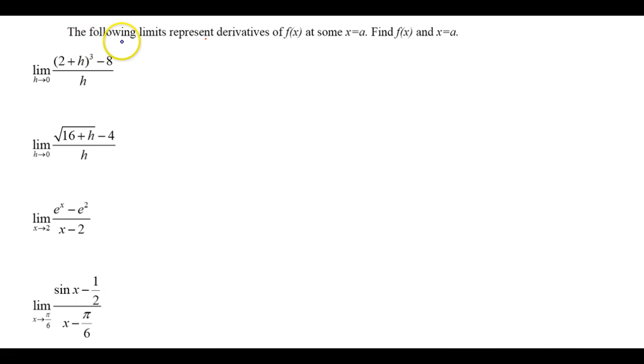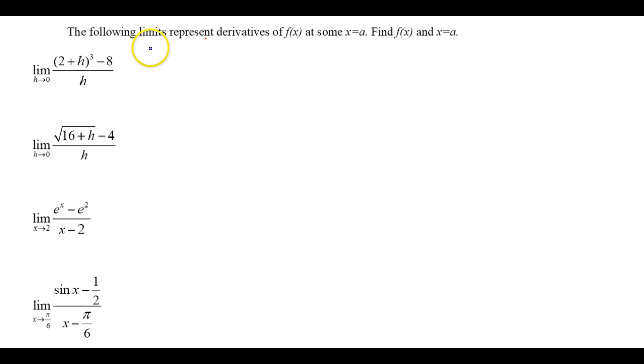Alright, so now we're being told that the following limits represent derivatives of f of x at some x equals a value. Find f of x and x equals a. So there's a tricky set of problems now, because we originally were used to solving limit problems, but now we have derivatives that look like limits, because derivatives are limits of a difference quotient. So what you're going to have to recognize is when a limit represents a derivative.